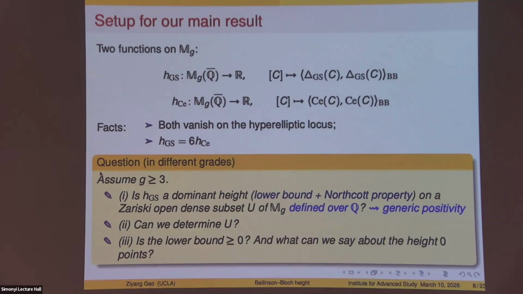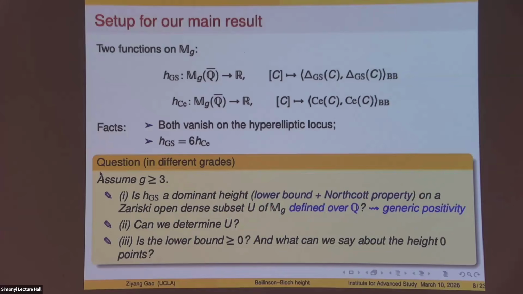So the best we can expect is that it is true on a Zariski open dense subset. This is the best that we can expect. And of course, if this is true, we expect it to be defined over Q. Well, for the height you can apply the Galois group, but still you will see why I emphasize this being defined over Q. And if this is true, then it gives some sort of generic positivity that we want. And this is the generic positivity that I will talk about later.